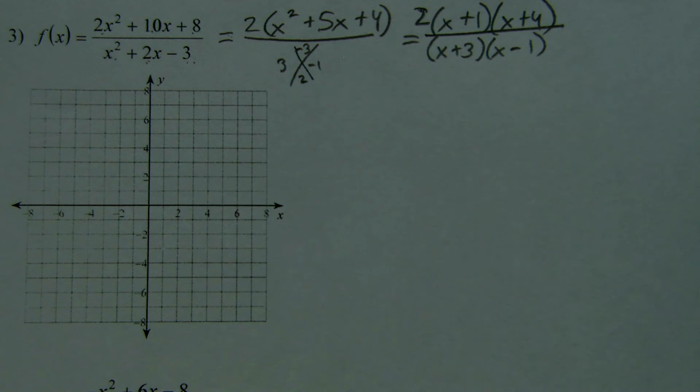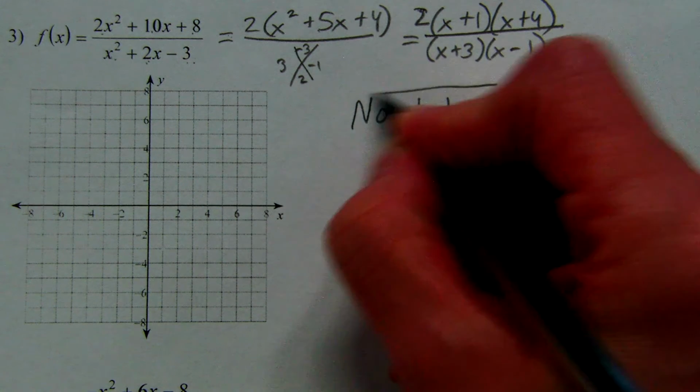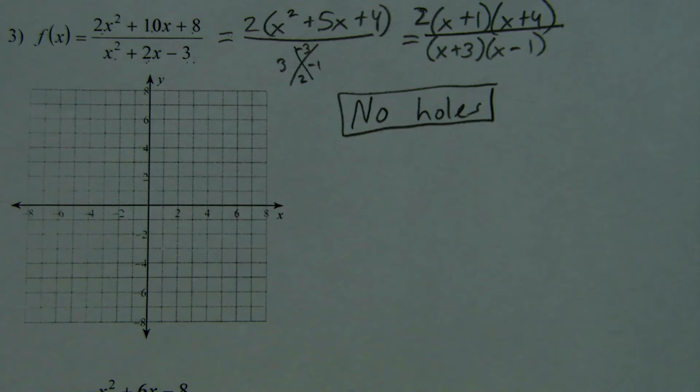So what does that tell us? There's no holes. No holes in the graph. We're just going to have asymptotes. And then how do we figure out where those vertical asymptotes would be?